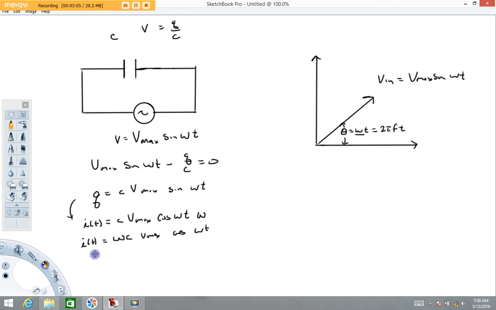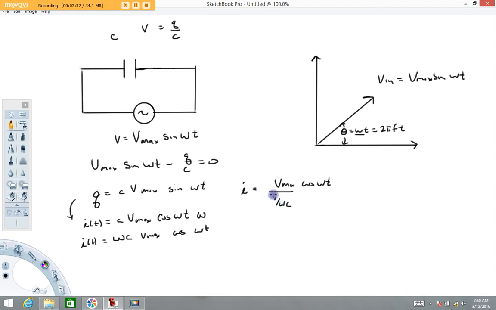So solving for the current, let me do this on the right. If I solve that for the current, what we get is Vmax cosine omega t, and what I'm going to do is I'm going to put this omega C in the bottom. And if I do that, it would be 1 over omega C. Remember the old saying about dividing by a fraction.